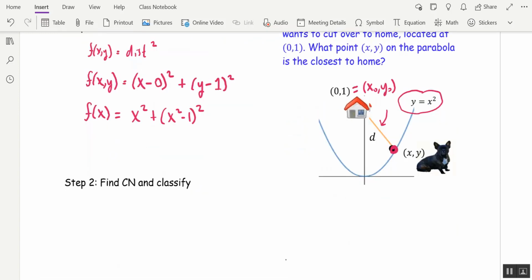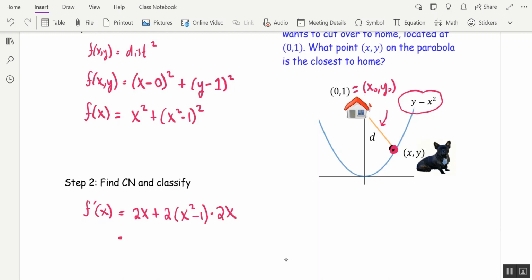So now we're going to find the critical numbers and classify. So I need f prime. Now I could multiply f out first and then take the derivative, but instead I'm going to leave f like it is and use the chain rule. So 2x plus, for the next term, we bring the 2 down, we leave the inside fixed, and then we multiply by the derivative of the inside.